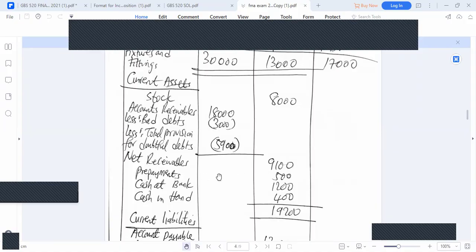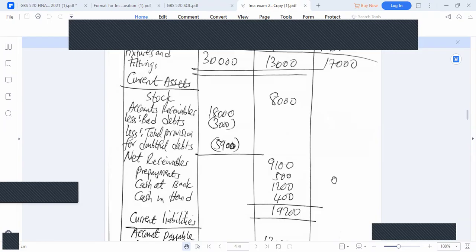Then we have prepayment of 500, which was paid towards the month of April. Then we have cash at bank, and cash at hand, 400. So the total that we have is 19,200. So if you want, you can add this to the total fixed assets to get the total assets. Are we together so far? Did I leave anyone out? No. All right.